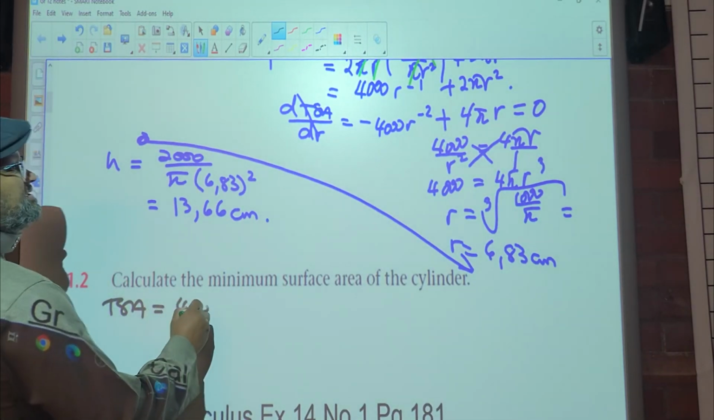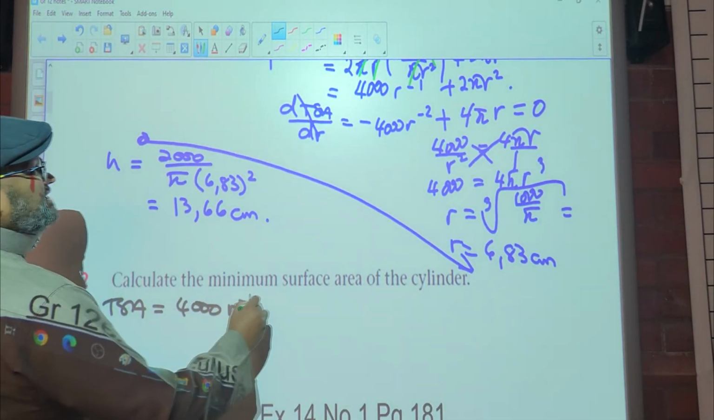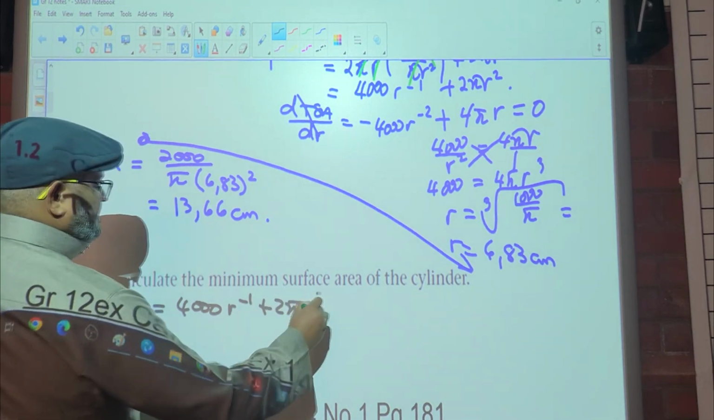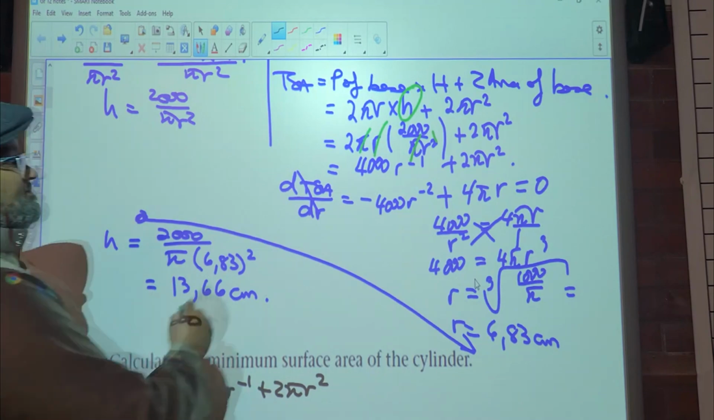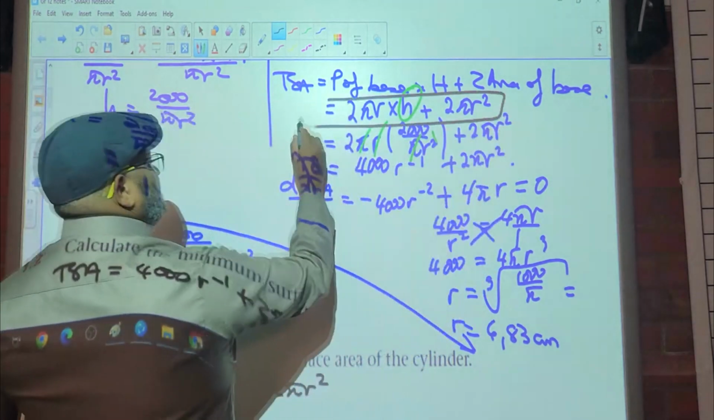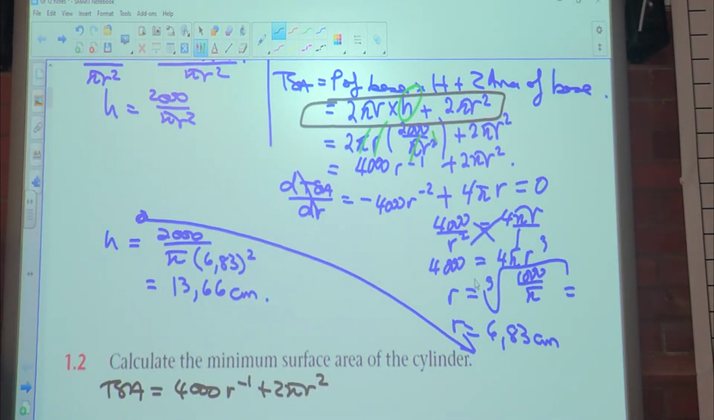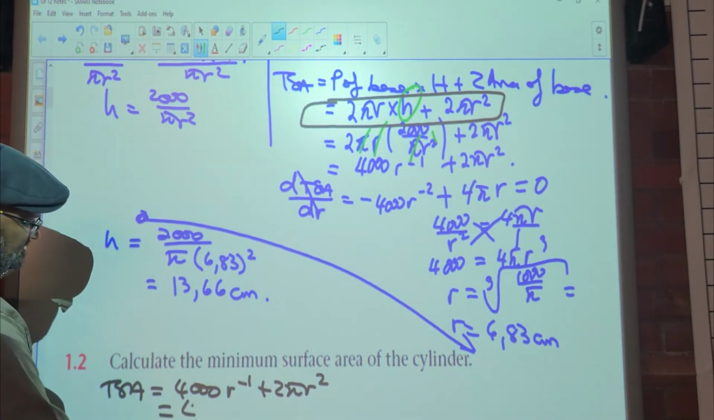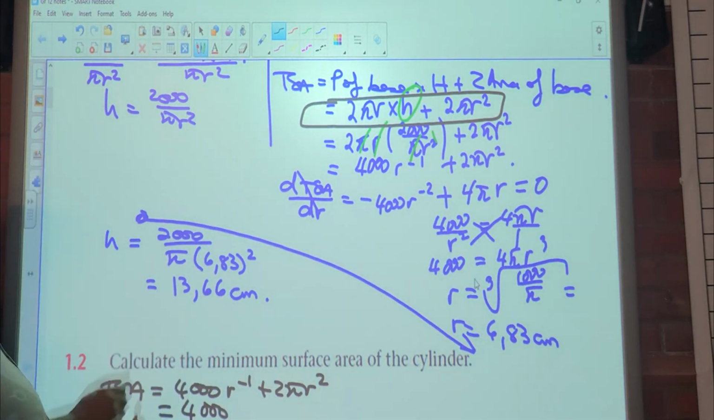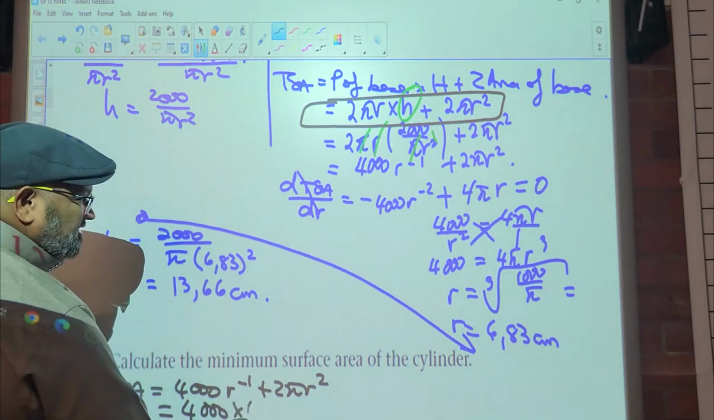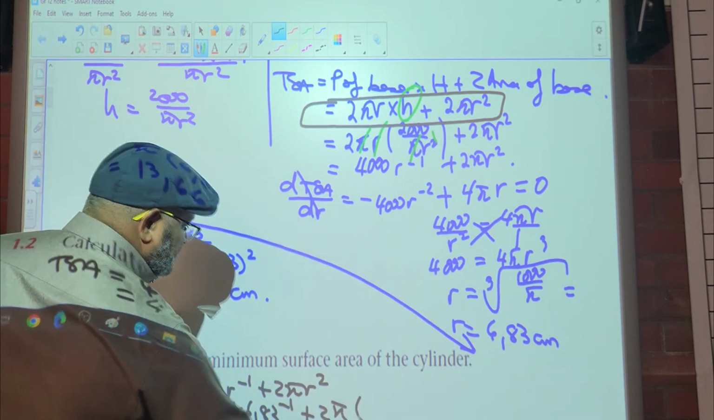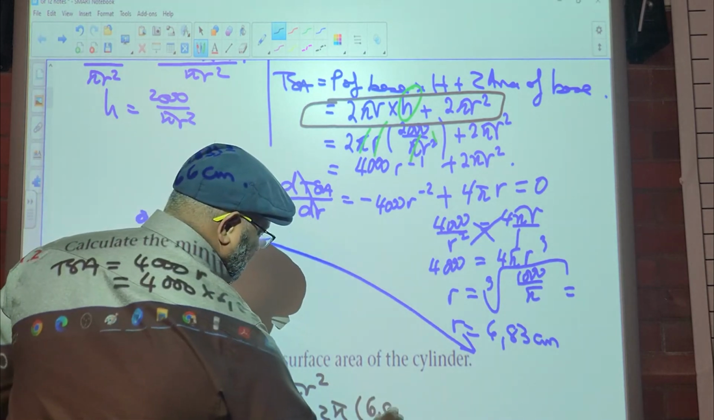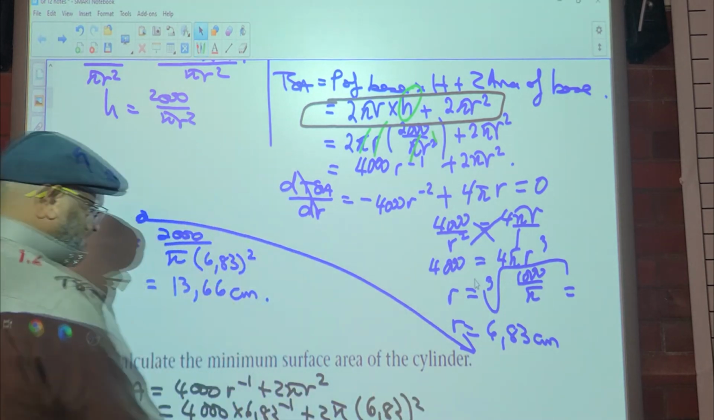4,000 R to the minus 1 plus 2 pi R squared. I can either use that or I can use this formula here. You will see you'll get the same answer. Okay, we should get the same answer. So it's going to be 4,000 into R, which is 6.83, to the minus 1 plus 2 pi times 6.83 exponent 2.